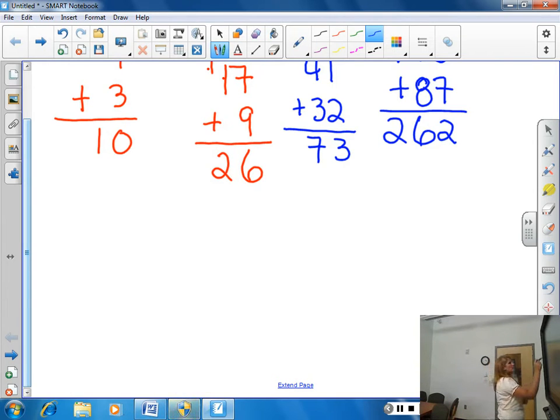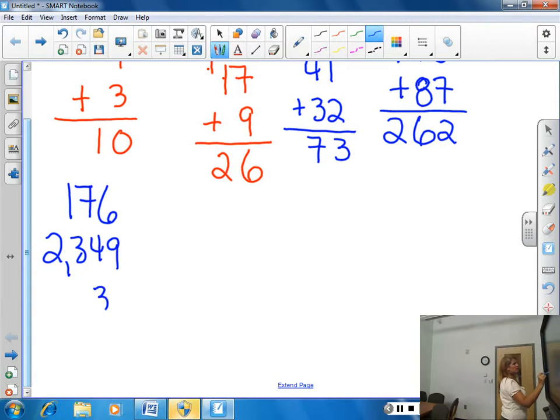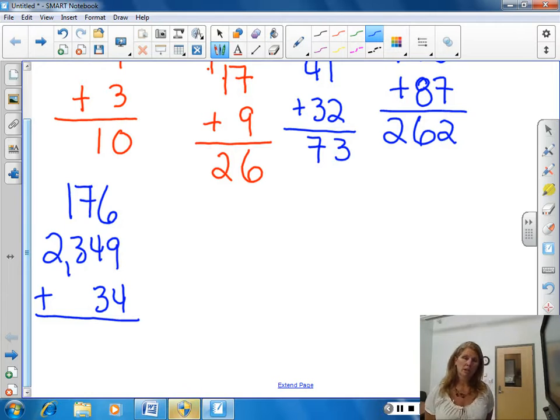Let's say I have 176, 2,349, and 34. I can add up as many numbers as I want, but every time I put a number in to add, I want to line up the ones and line up the tens and line up the hundreds. And the neater you can be and the more precise you can be, the easier it will make it. So for some people, the reason that you're not maybe good at math is because you're not very organized and you're a little sloppy. So you really want to slow down and write things where things line up, and you'll find that it makes it easier.